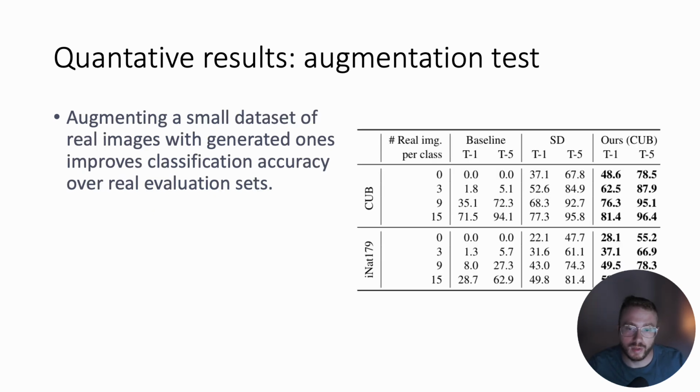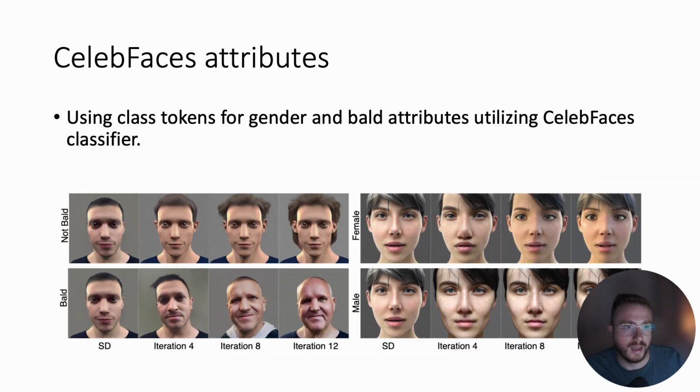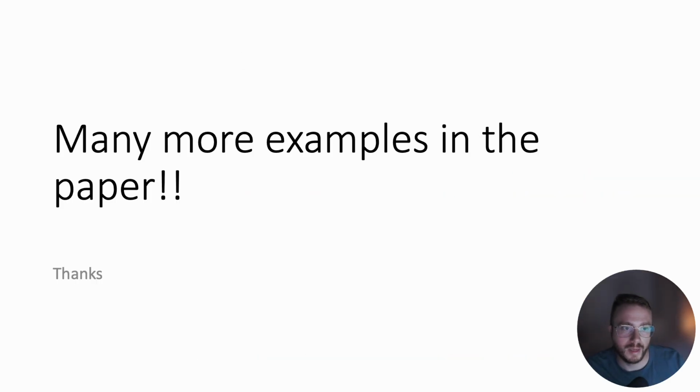Another way to assess our method is to use the images we generate for augmentation. We take a very small number of images and we add more generated images per class and then train on this augmented data. We see that our results are much better than using the original Stable Diffusion. And obviously there are many more examples in the paper about fine-grained classes, CelebA face attributes, and many more.